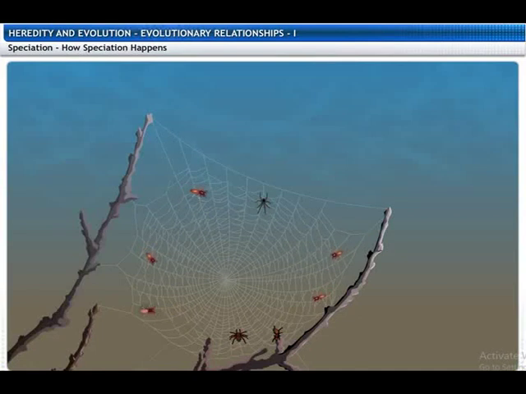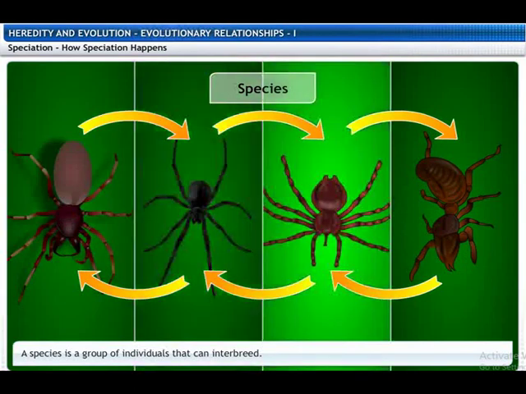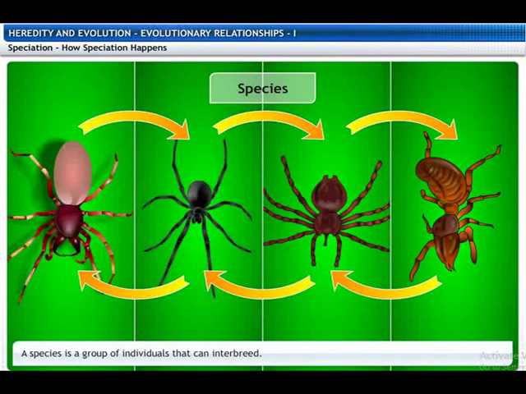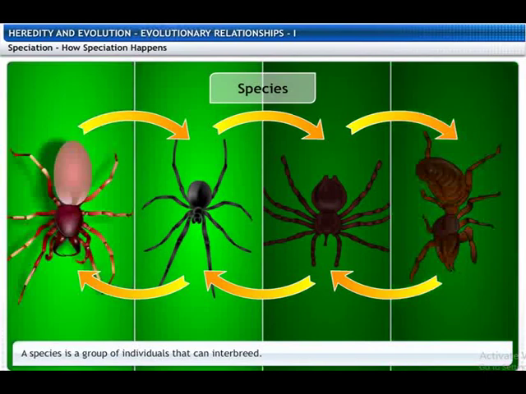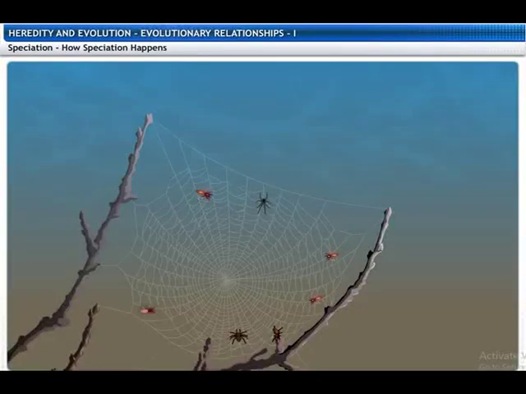Let's see how the speciation happens. Before that, let's understand what a species is. Take a look at the spiders. Each spider looks different, but they are all able to interbreed. A species is defined as a group of individuals that can interbreed in nature. Thus, we can say that these spiders belong to the same species.